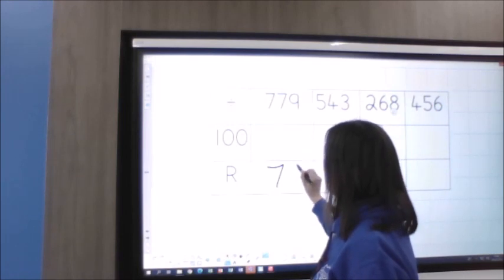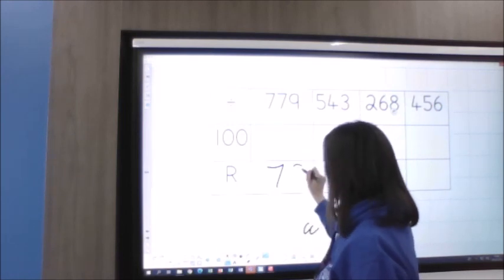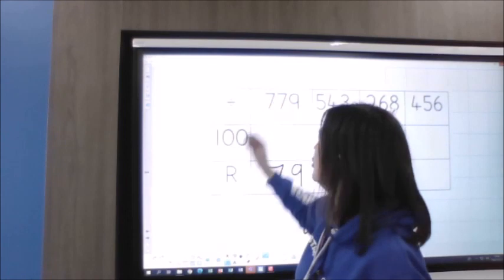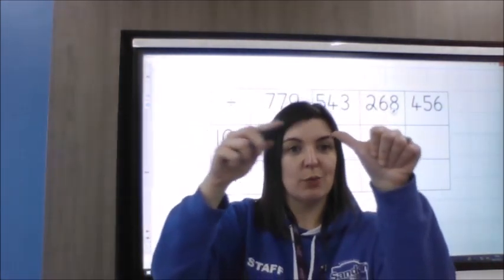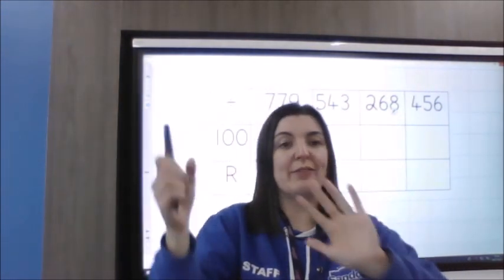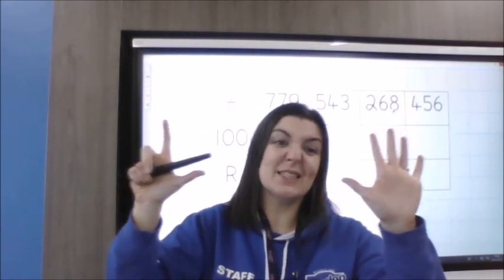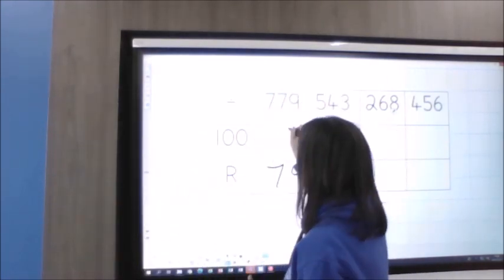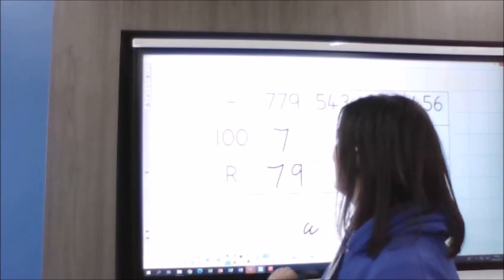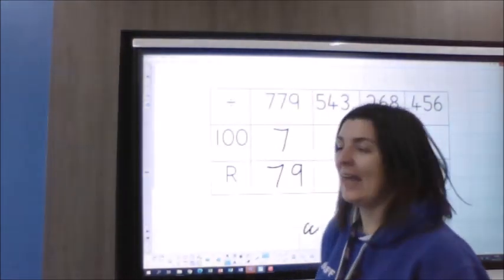So now all I need to do is see how many hundreds go into 700. So 100, 200, 300, 400, 500, 600, 7. So 7 hundreds go into 779 with 79 left over.